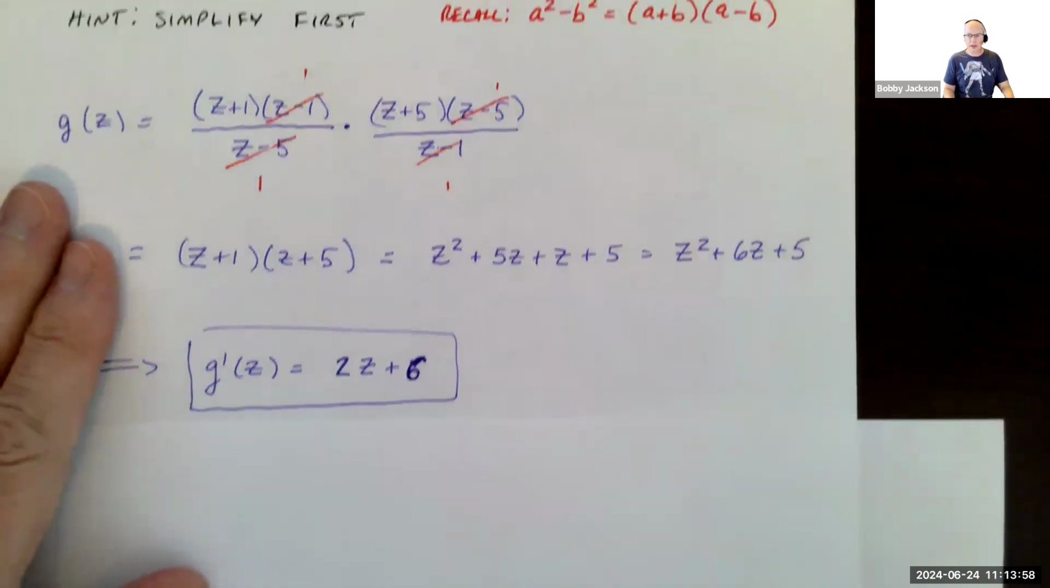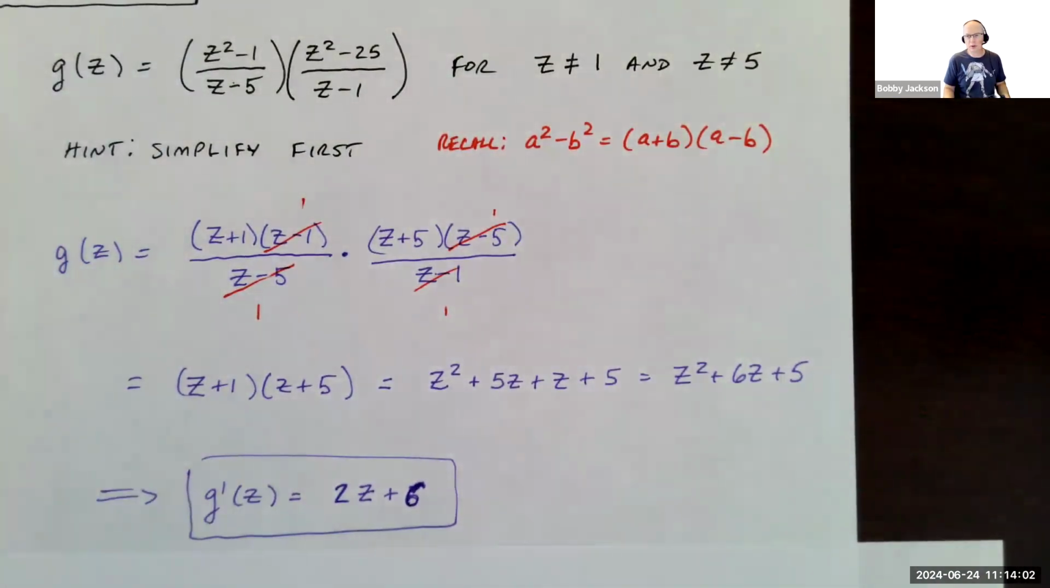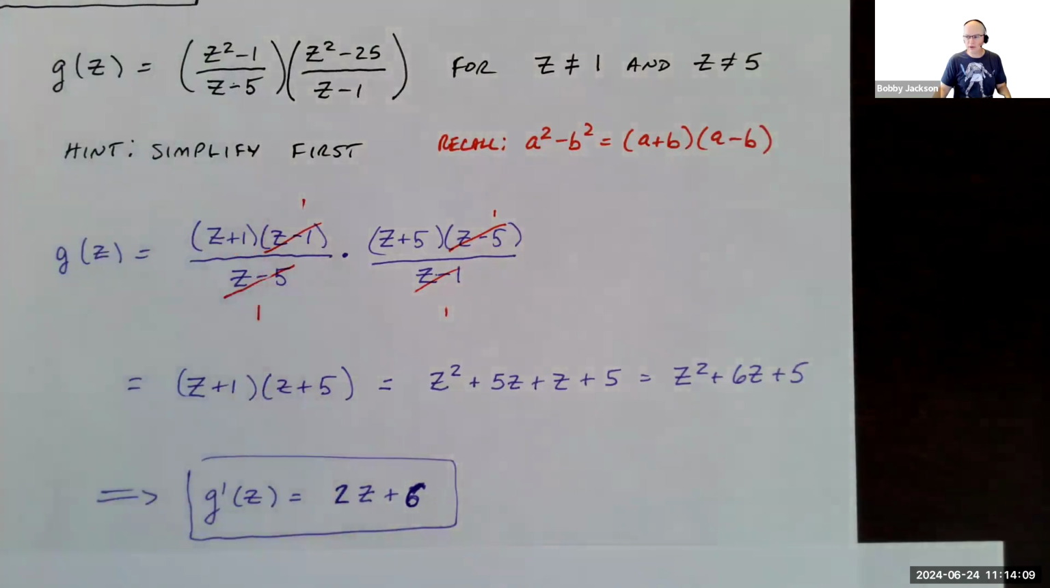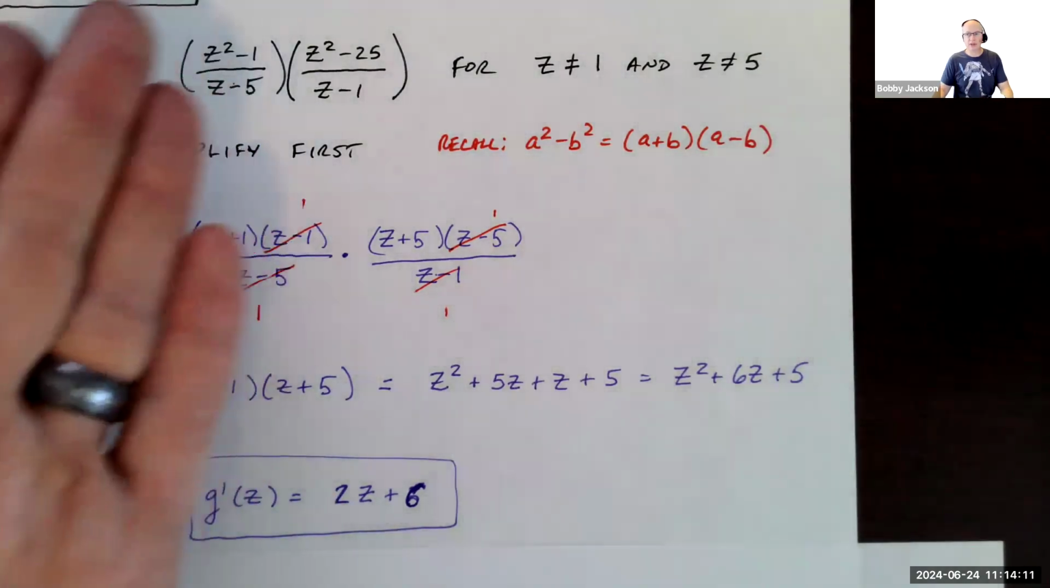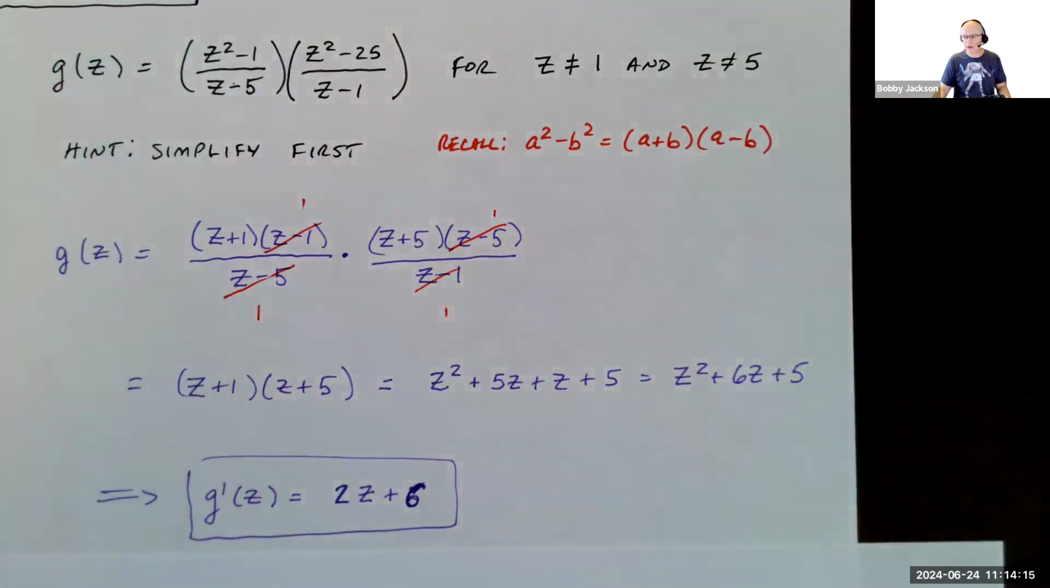Okay, if you try to brute force this from the beginning, trying to get to this answer, you're going to be spending a lot of time. So again, if you can simplify, please do so. Notice I didn't use the product or quotient rule on this at all. Okay, hope this is helpful.